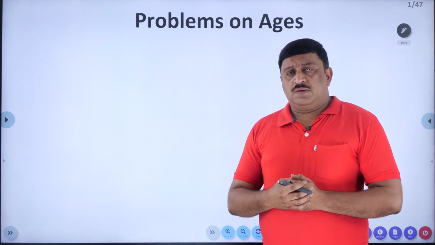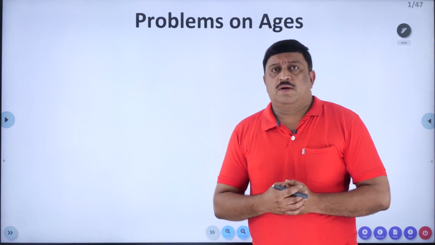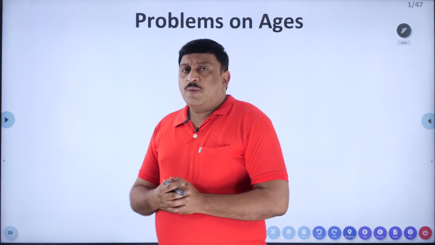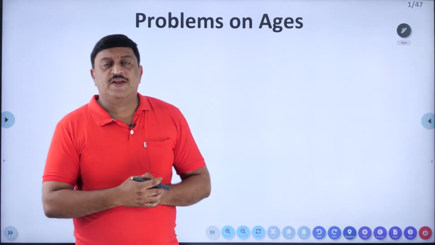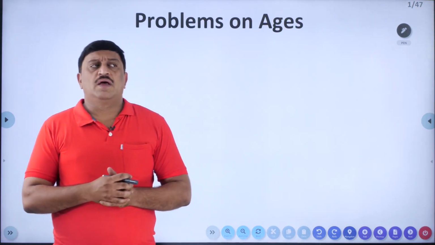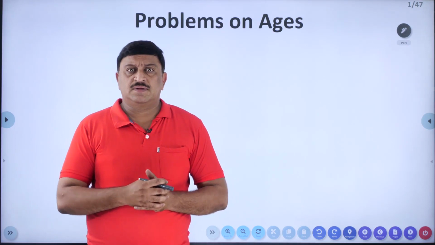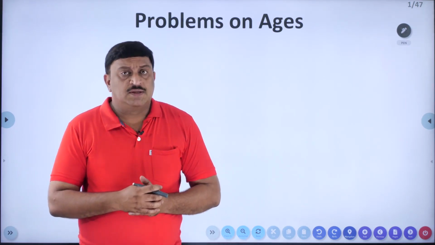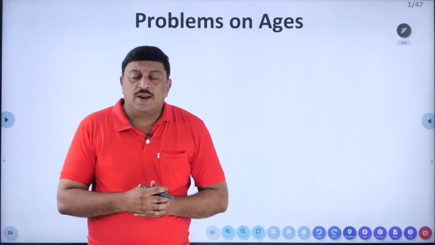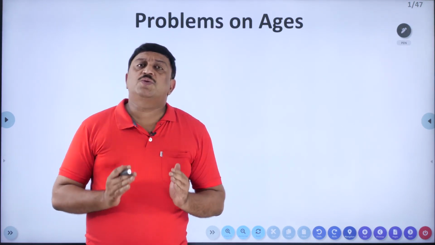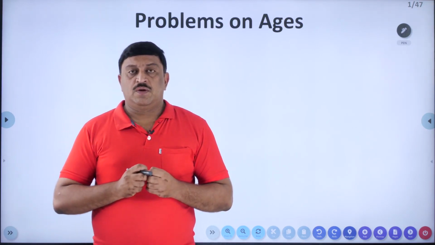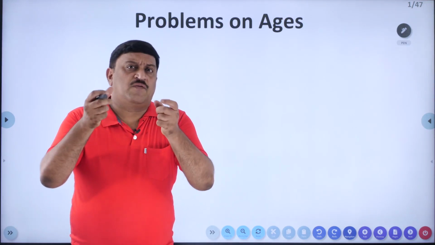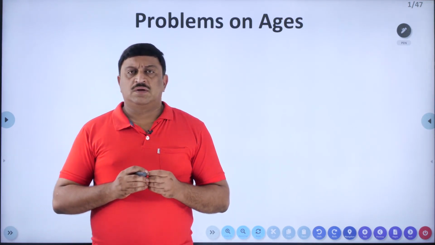Coming to the topic, problems on ages. Problems on ages is a very basic topic in the entire arithmetic part, but this topic is very important regarding the usage of ratios. How you will use ratios in different formats, right?